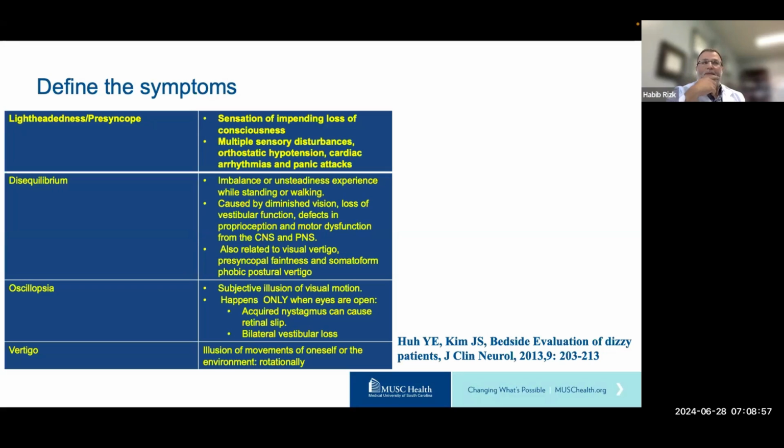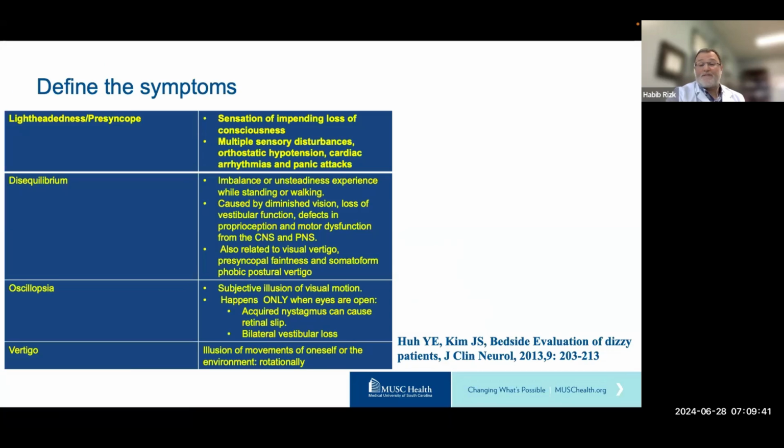Now, all of this would help us figure out what's going on in the peripheral vestibular system, but we all start by, when we see the patients, it's the symptoms that are going to guide our investigation and our management for them. And usually when they come with a plethora of descriptions for their symptoms, we try to categorize them into those four big categories: lightheadedness, disequilibrium, vertigo, which is an illusion of movement, whether it's spinning or not, and oscillopsia, which is a subjective illusion of visual motion which, unlike vertigo, is only present when the eyes are open.